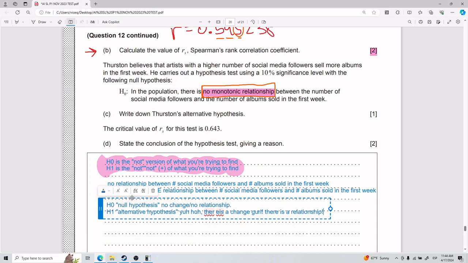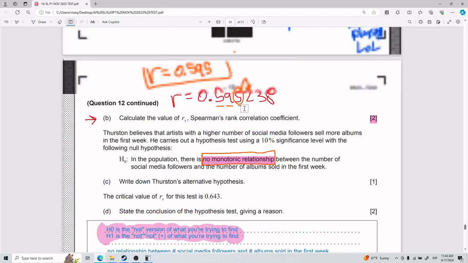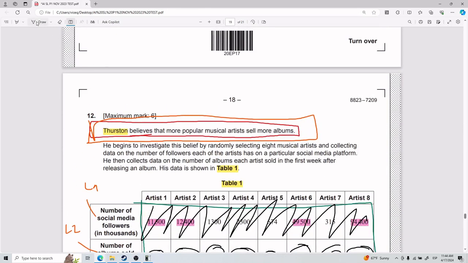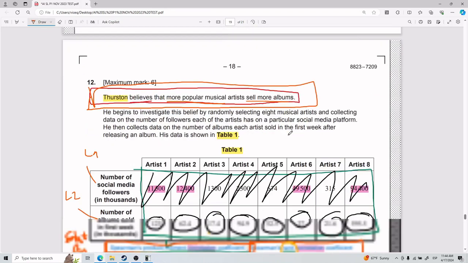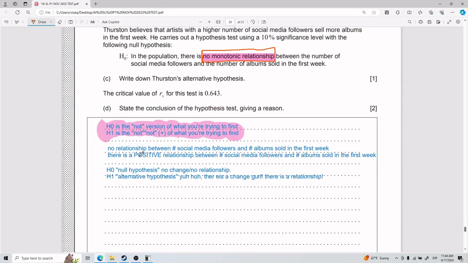All right. And so for H1, there is a relationship. There is something happening. H0 is always going to be there is nothing happening. H1 is there is something happening. The hard part is to understand, is it a positive something happening or a negative something happening? And because Thirsty Thurston initially said more popular means more albums, you have to put the keyword positive. Okay? And so H0 is no relationship, H1 is that there is a positive relationship.